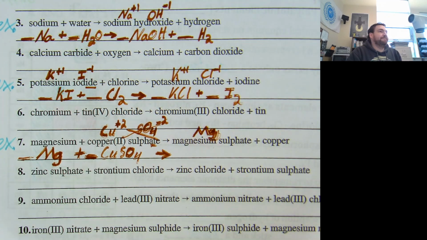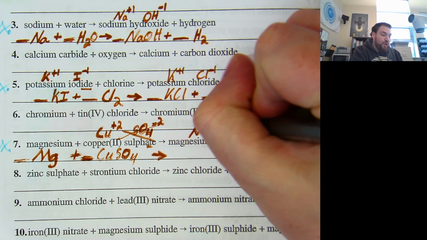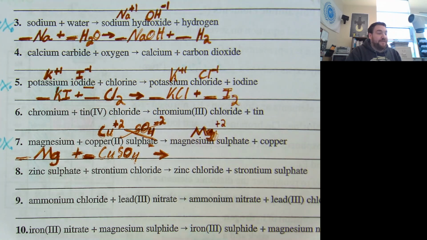Yeah, Brooklyn. You only need brackets around the SO4 part if you need more than one SO4. Polyatomic ions get brackets when you need multiples of the entire polyatomic ion.